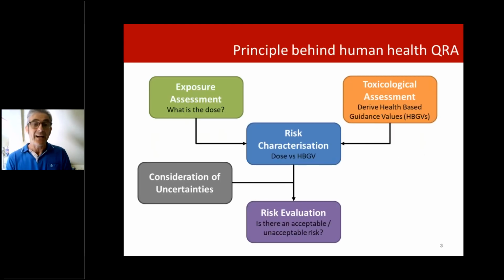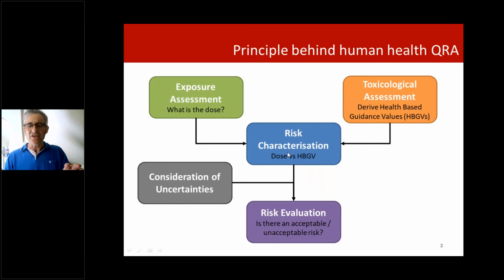Okay, so first of all, just to talk about the principles behind human health risk assessment. Up here at the top of the page, we've got the two main elements. You've got exposure assessment, where you're estimating the dose to a human receptor. And then on the right-hand side, we've got the toxicological assessment, where you would generally be coming up with some sort of acceptable dose, or a health-based guidance value is the generic term for that. And then you would be comparing this estimated dose with your health-based guidance value, which is your risk characterization. Is the estimated dose above or below that health-based guidance value?